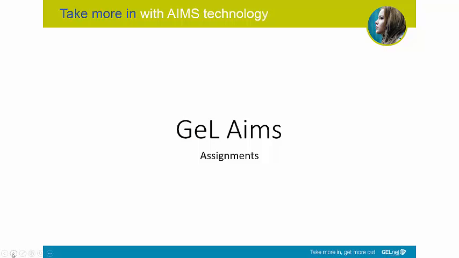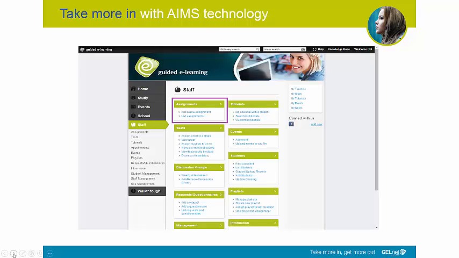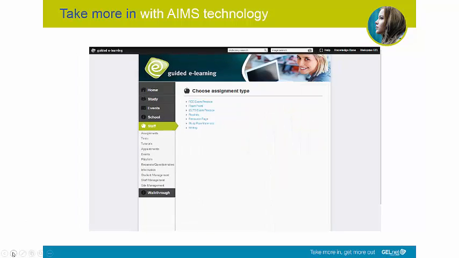Okay, now you can also set lessons in the assignments section. So you click on Add a new assignment. So you've got all of the usual assignment pages here, like resource page, FC exam practice, etc., etc. But also now you've got a playlist section. So this will enable you to set up the lessons from our grammar bank. Now bear in mind, all of our GeL Aims grammar lessons have all been mapped for the top 6 course books.